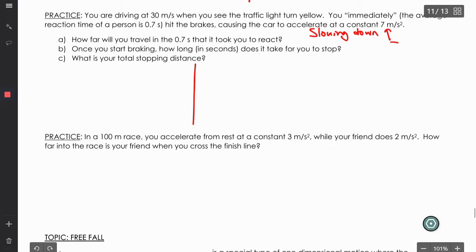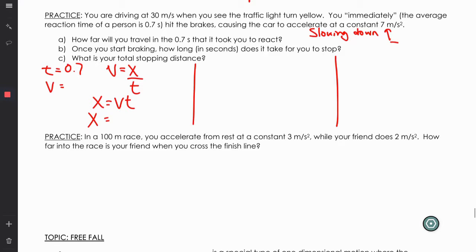So we're going to break it up into 3 sections. Understand that some of the parts may go into the next section. As we go, we're going to write down our strategy. We're given the time, 0.7 seconds. We're given the velocity. In fact, part A is pretty easy because it's simply v equals x over t. We have no acceleration, so we don't have to worry about any of that. We're just going to do our traditional x equals vt equation. So we're going to do 30 times 0.7, which is 21 meters.